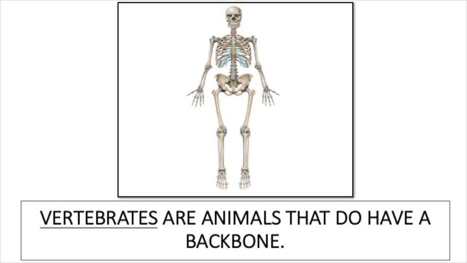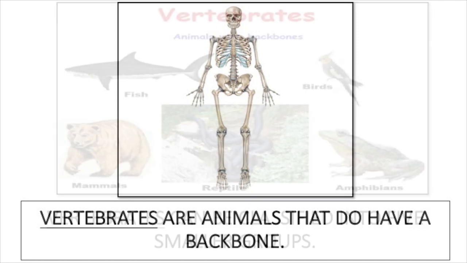So therefore, octopus, invertebrate. So you can see the difference between the two. Vertebrates are animals that do have a backbone. And an excellent example of vertebrates, us. You can see the human skeleton here. And this part, going right down the middle of our body, from our torso to our neck, is our backbone. That's what makes us vertebrates.